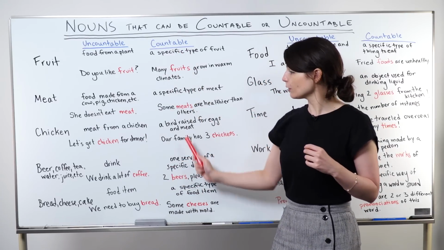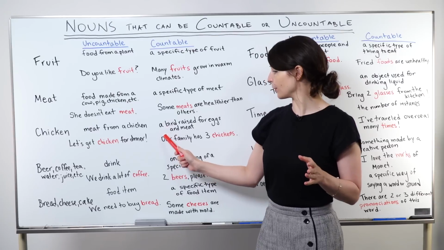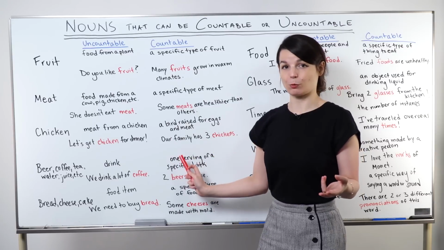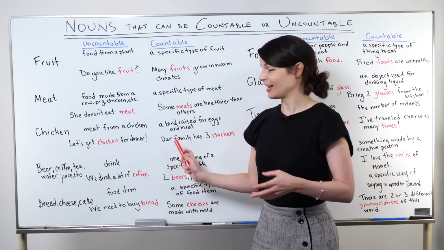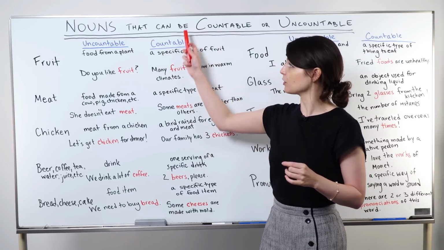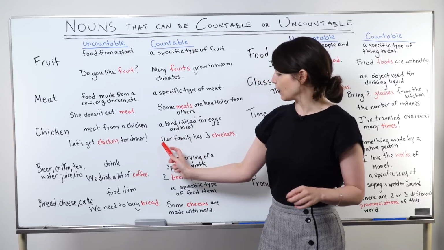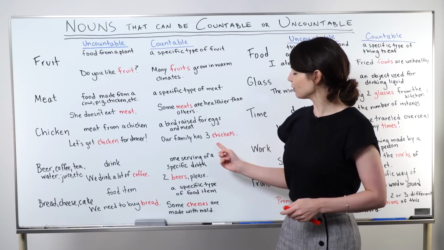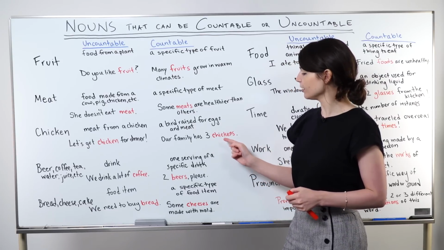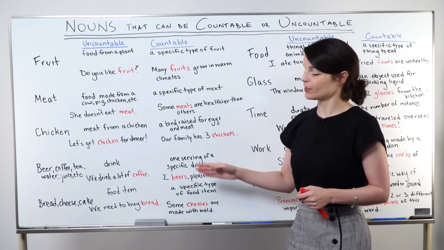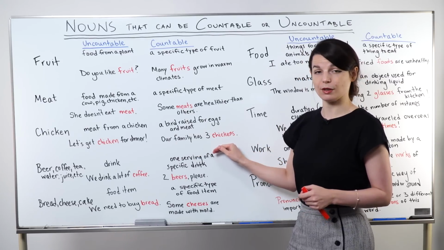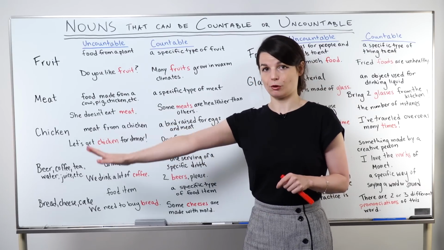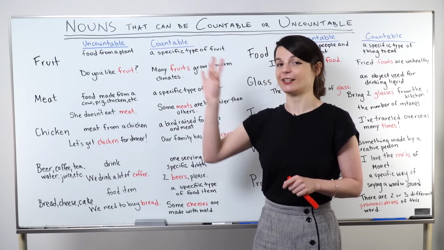When we use it as a countable noun, it refers to a bird raised for eggs and meat. So this is the animal, in other words, when we say a chicken or the chickens. For example, our family has 3 chickens. We have to use the plural form here, chickens, because we have 3 of them. So this is using it as a countable noun to refer to the bird. As an uncountable noun, it refers to the food. So this is a key difference between chicken and a chicken.